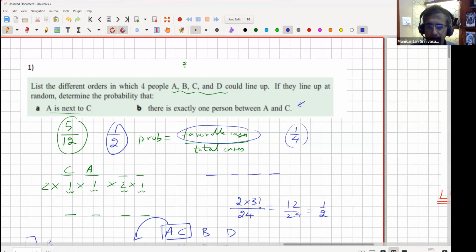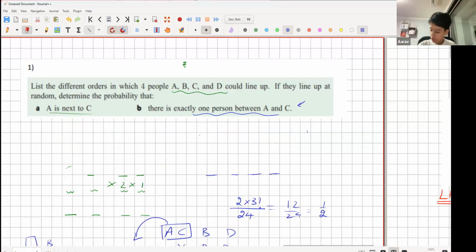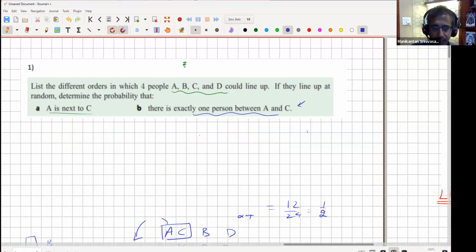Okay, there is exactly 1 person between A and C. Has anyone done this one and got an answer? Arav, yeah, go ahead. I'm not sure, but I got 2 over 3. Okay, all right, 2 over 3. Arav, tell me why 2 over 3.